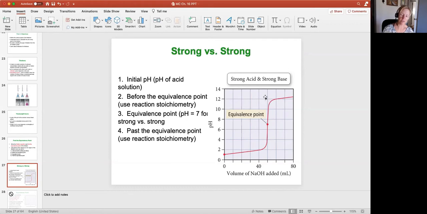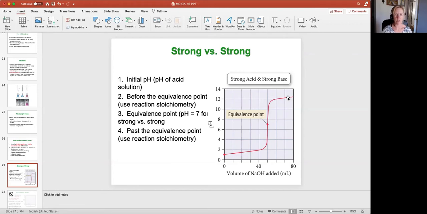And if I have a strong acid, strong base, my equivalence point ends at pH 7 because that's a completely neutral species. So my equivalence point would be right at 7, and then anything that I add after that equivalence point is just excess sodium hydroxide that I'm adding in. And so you'll see this really high pH here, indicative of hydroxide ion that I'm adding into the solution. So there's no more acid for it to react with.